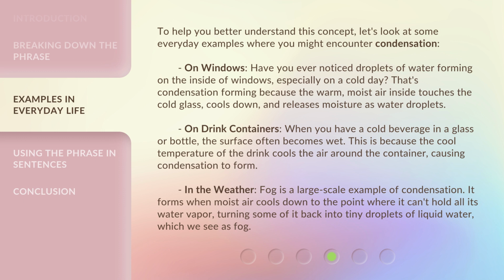On drink containers, when you have a cold beverage in a glass or bottle, the surface often becomes wet. This is because the cool temperature of the drink cools the air around the container, causing condensation to form. In the weather, fog is a large-scale example of condensation. It forms when moist air cools down to the point where it can't hold all its water vapor, turning some of it back into tiny droplets of liquid water, which we see as fog.